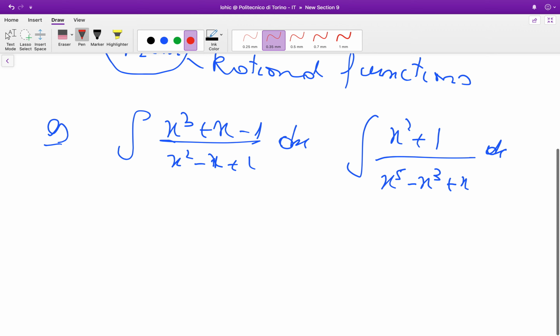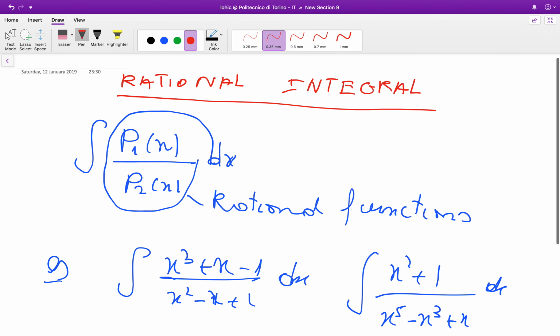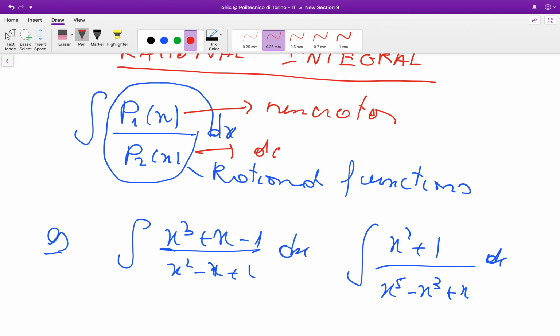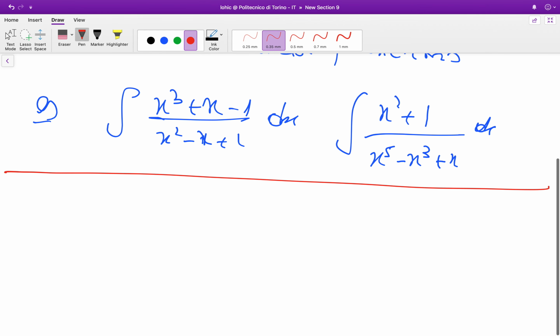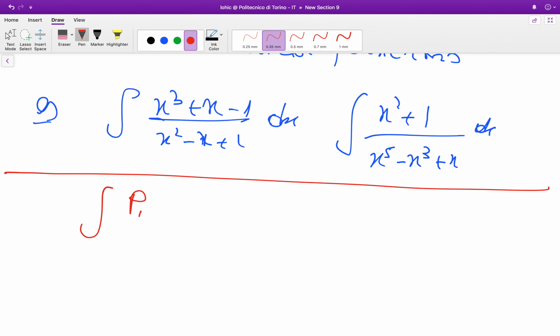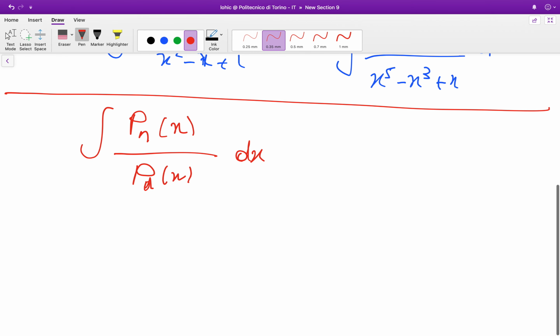The steps to solve this kind of integral are the following. First of all, let me record that p1 is the numerator and p2 is the denominator. If it's better for you, let's write it like the integral of p numerator divided by p denominator. So yes, this will be much more intuitive. So pd means the denominator.